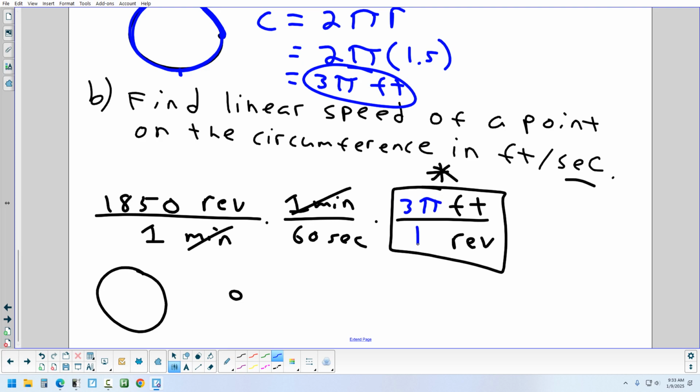So that is a conversion you need to figure out every time. It's not like asking you how many minutes in an hour, how many hours in a day. Those are the same. Those never change. But how many feet in a revolution depends on the size of the tire. Okay. So now revolutions and revolutions cancel.